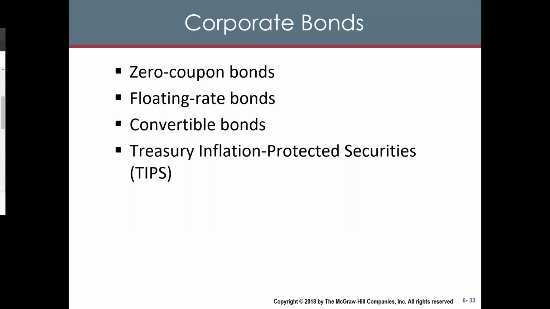There's also a type of bond called floating rate bonds. Instead of giving you constant coupon payments, the coupon rate can be a floating number. It can follow some kind of index, and the coupon rate can change over time.